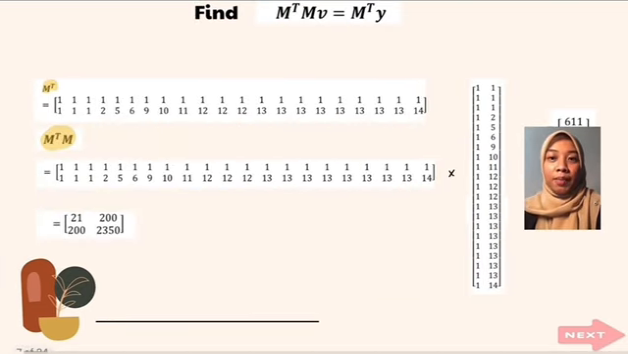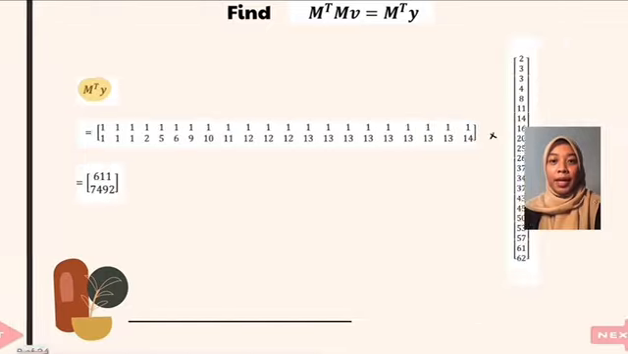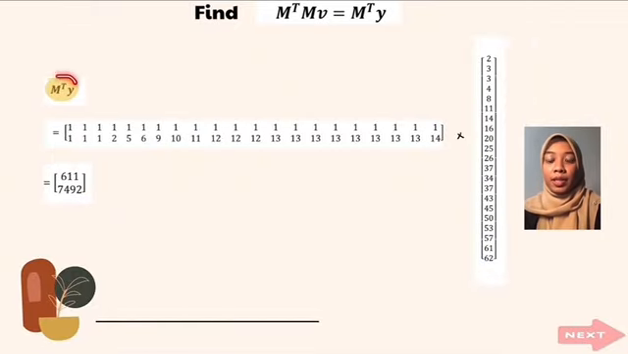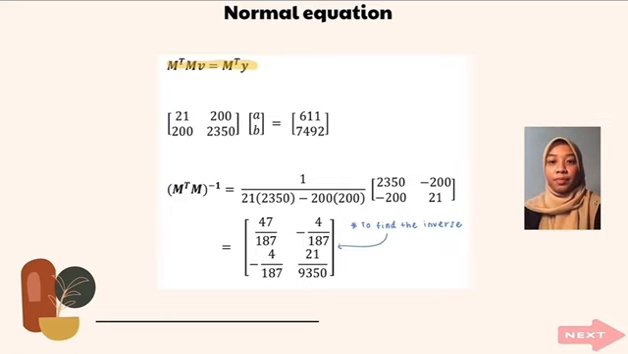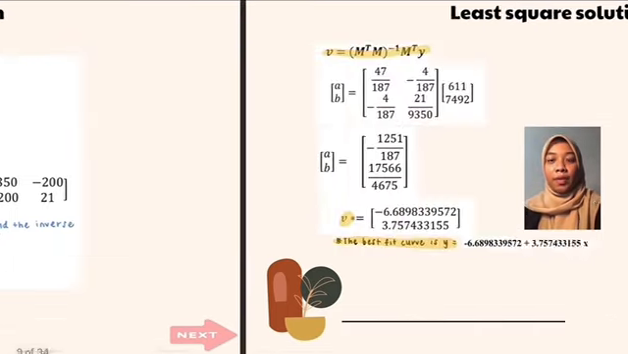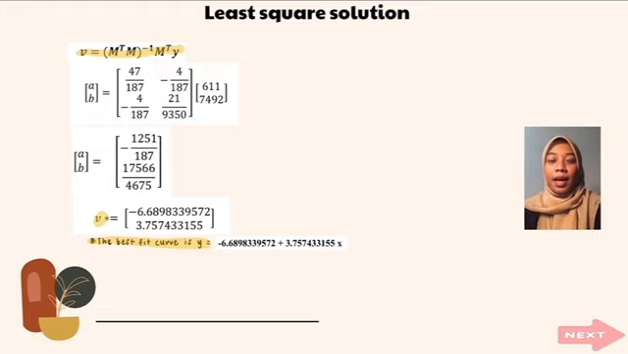After forming matrix M, we can find M transpose by transposing matrix M. After that, we need to multiply M transpose with matrix M as we can see in the formula given. Then we multiply M transpose with Y to substitute it into the formula. To find V, we need to inverse matrix M transpose M. After that, we can get the values of A and B. Hence, we can substitute the values into the formula to get the best fit linear curve.